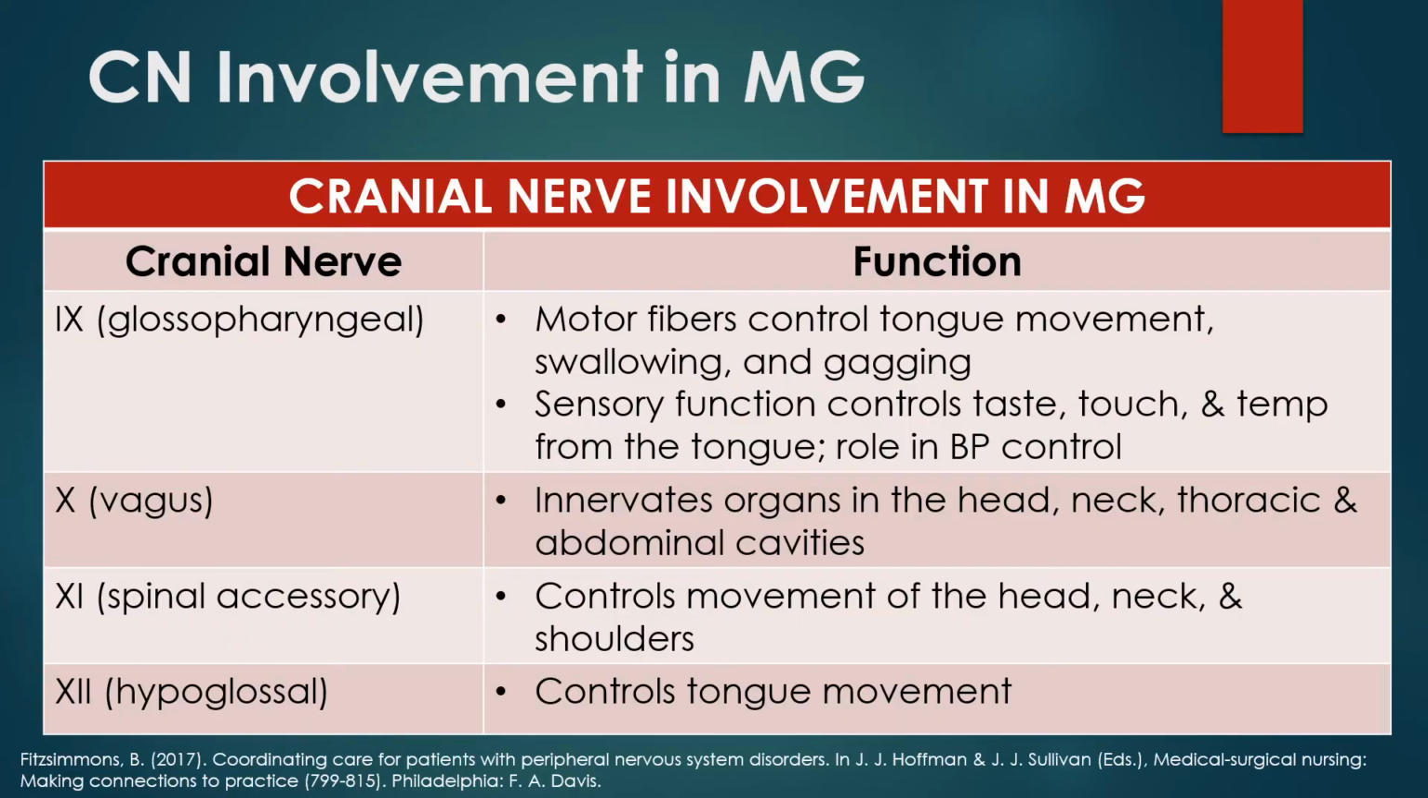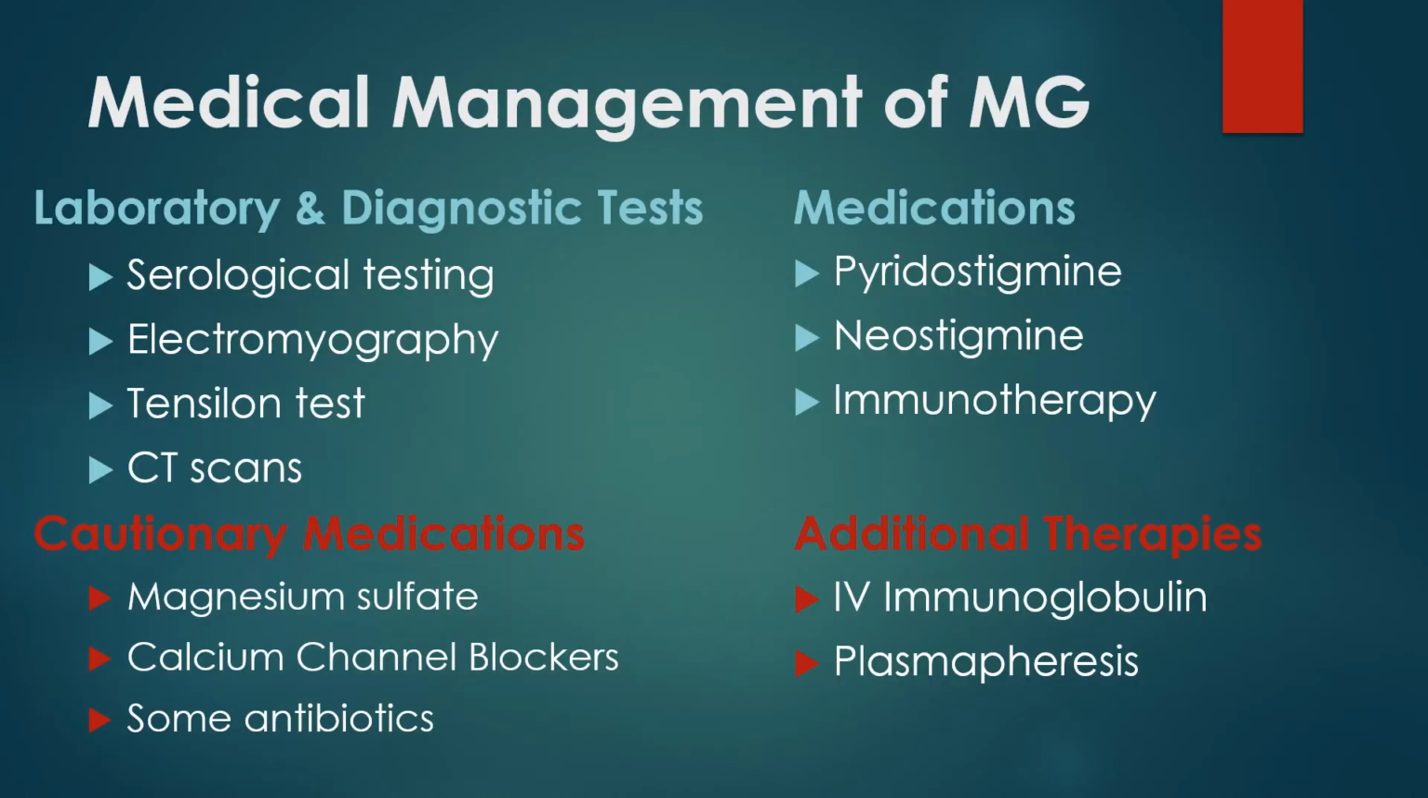So on this slide here are the nerves that are involved in myasthenia gravis. A little bit about each of the sections listed on this slide are as follows. Serological testing specifically targets AChR binding antibodies. This test is very specific, and positive antibody studies verify MG. Electromyography evaluates neuromuscular transmission and measures muscle action potential.